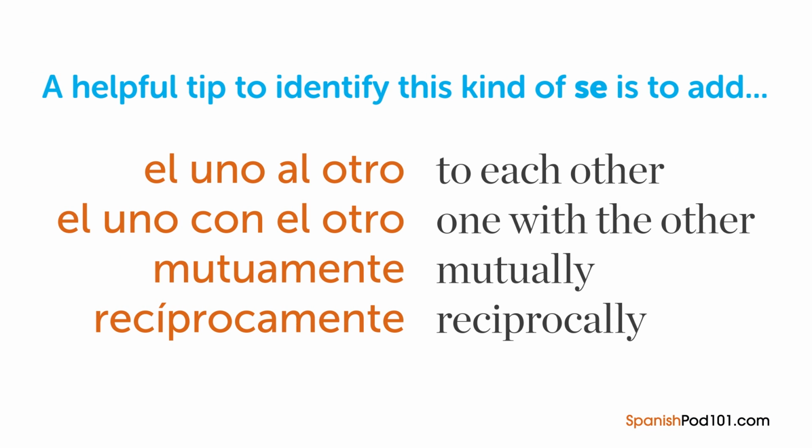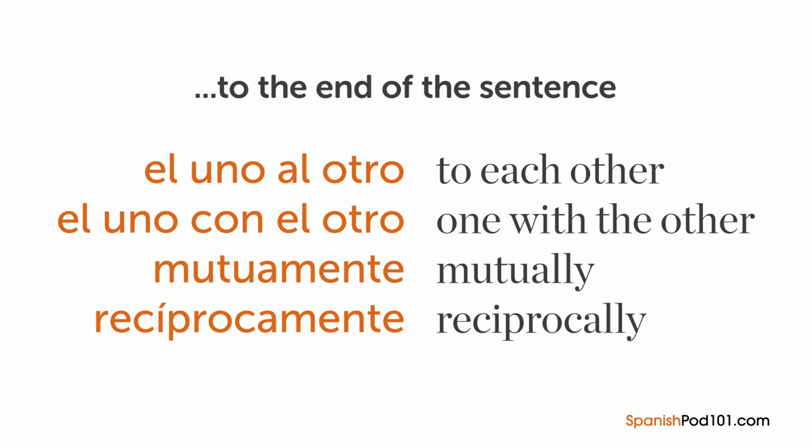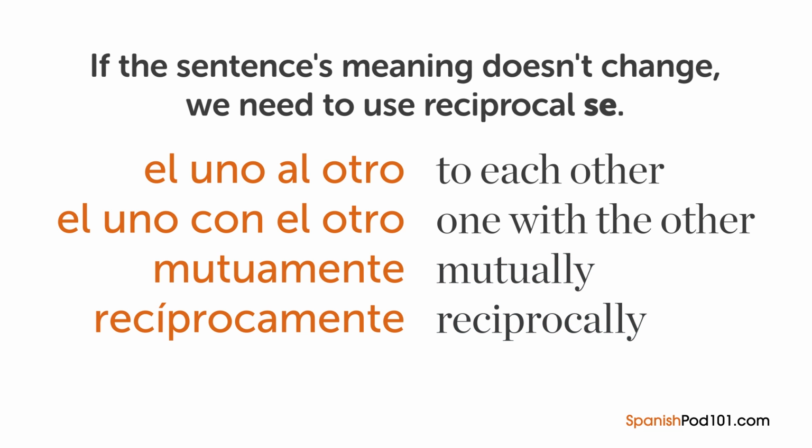A helpful tip to identify this kind of se is to add el uno al otro, meaning to each other, el uno con el otro, literally meaning one with the other, mutuamente, meaning mutually, or recíprocamente, meaning reciprocally, to the end of the sentence. If the sentence's meaning doesn't change, we need to use reciprocal se.